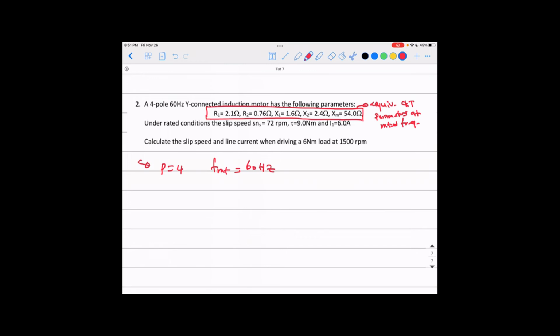Under rated conditions, the slip speed is 72 RPMs. So the rated slip speed equals 72 RPMs. And the rated torque, because these are the rated conditions, equals 9 Newton meters, and I1 equals 6 amps. I1 is the phase current of the stator. Again, that rated value equals 6 amperes. Okay, guys?